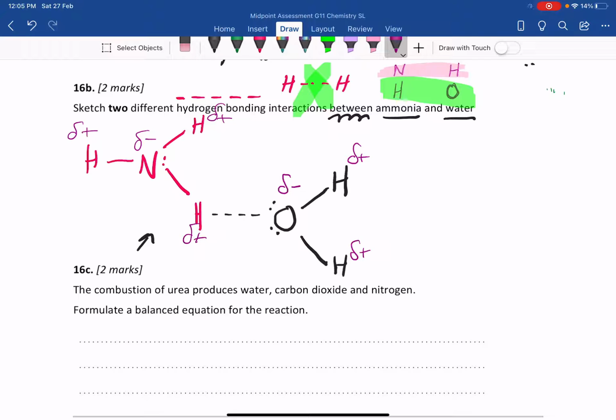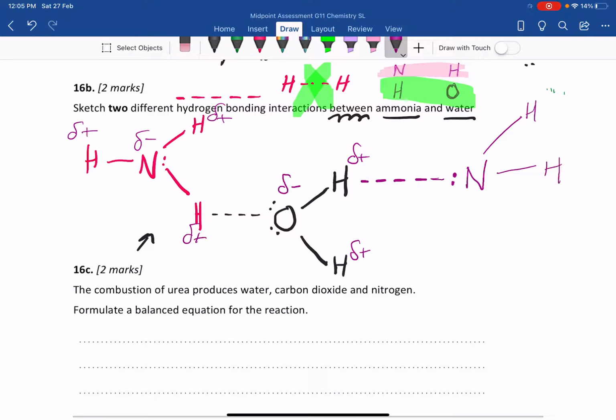And then I'd do a dotted line because that's a hydrogen bond. I'd need it to be joining the nitrogen of the ammonia, so I'd draw that next. I'd make sure to put my lone pair in because that's where the hydrogen is going to be attracted to, because that's the most negative part of the nitrogen. And then once I'm happy with that, I'd then add in all of my other hydrogens.